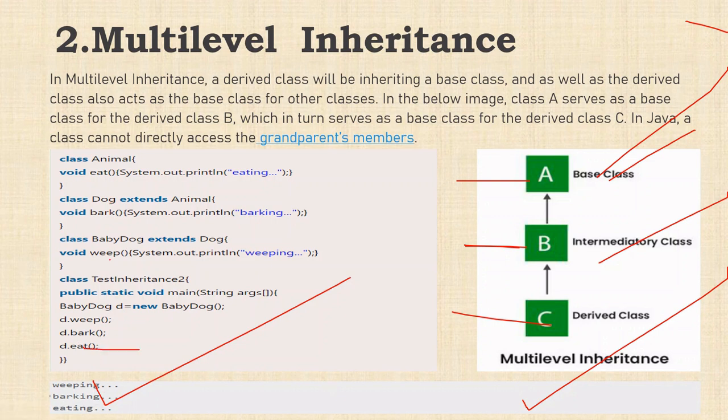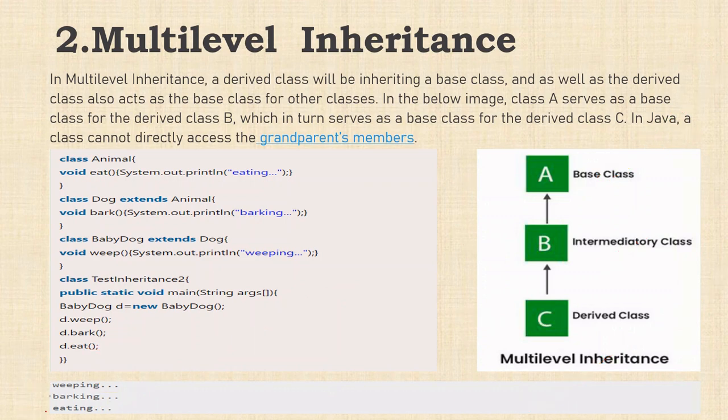Then we are calling d.eat. It is also not available in baby dog and dog, so this will be called from the animal class. So the output will be: weeping, barking, and eating.